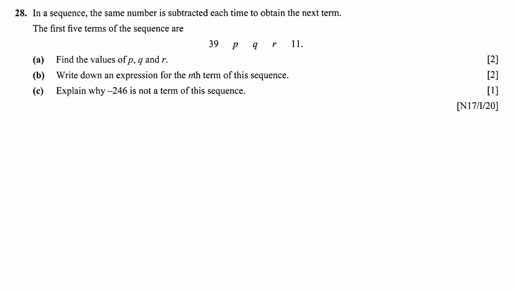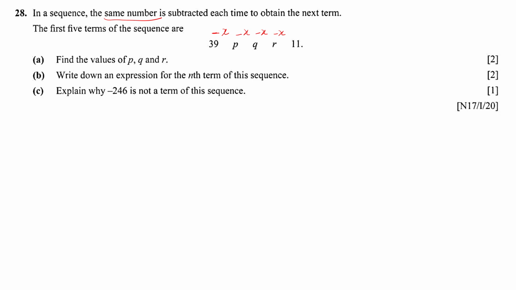All right, let's look at the next question. So for the next question, you are given a sequence 39, P, Q, R, 11, and the same number is being subtracted. That means 39 will be minus a number which we don't know, we call it x. P minus x, Q minus x, R minus x will give you 11. So you are asked to find the values of P, Q, and R.